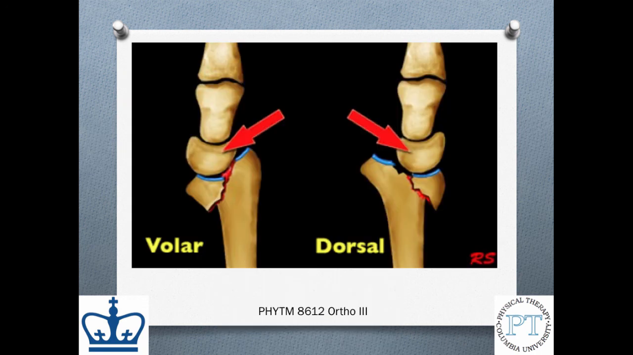So this is just showing you here. We see a distal radial fracture, and on the left there's volar displacement of that distal segment, and on the right there's dorsal displacement. But what has occurred along with the displacement of that distal fragment is that the wrist has now subluxed.